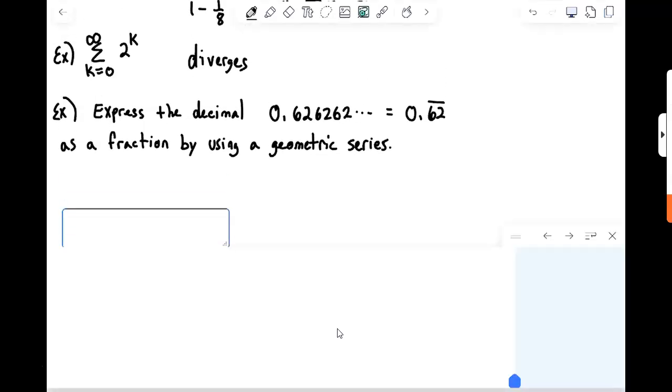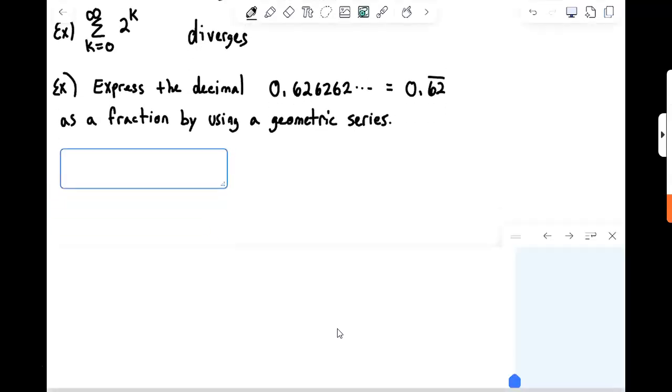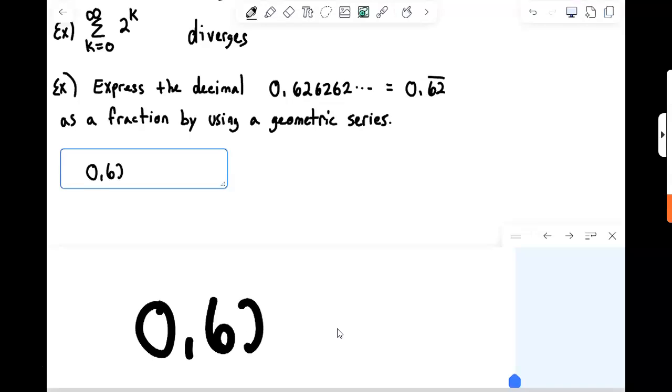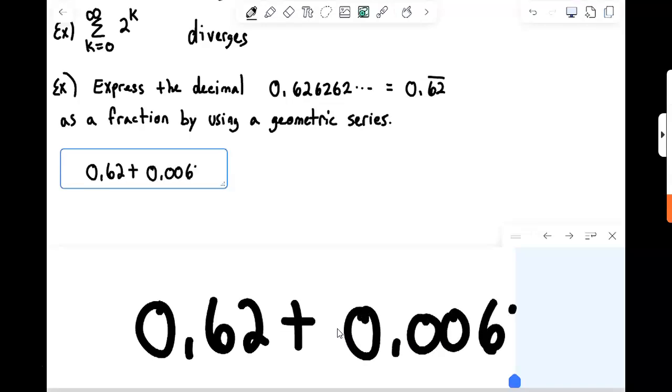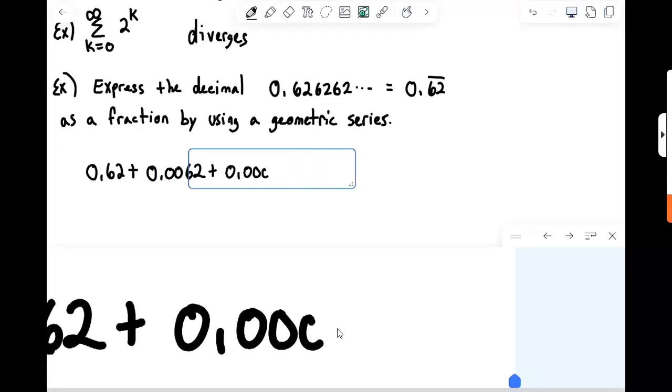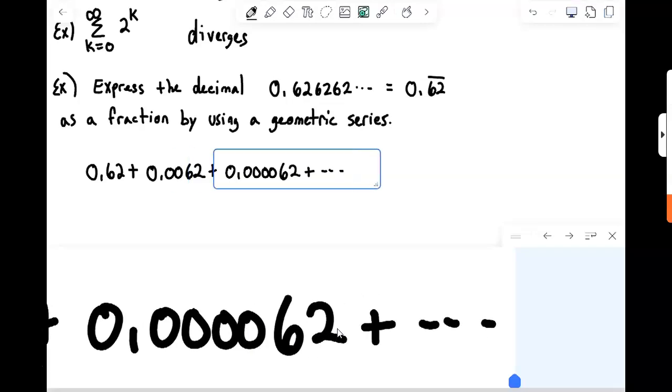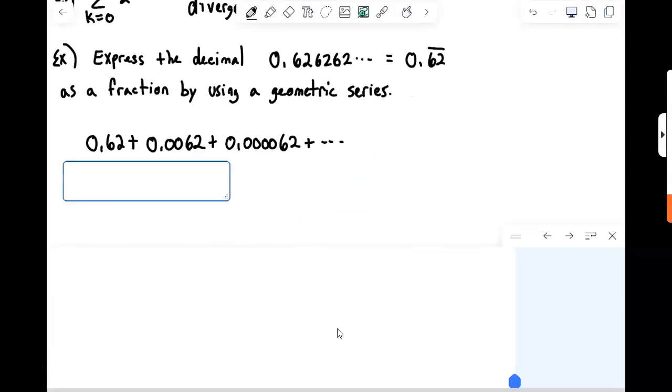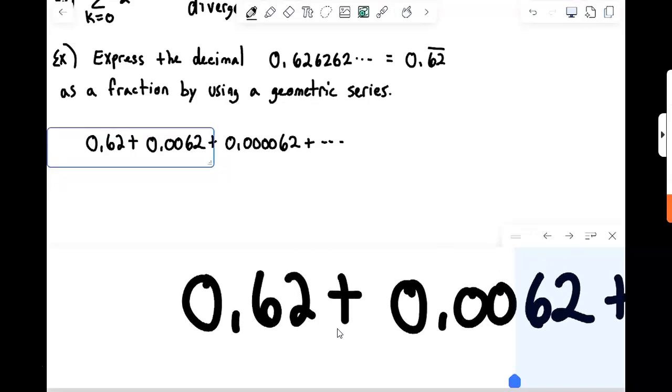We think of that as a sum as follows. 0.62 plus 0.0062 plus 0.00062 and so on forever. All right, so there's your infinite series. We have an infinite sum now, and we want to find a way to express that as a geometric series. So here's what I want you to observe.